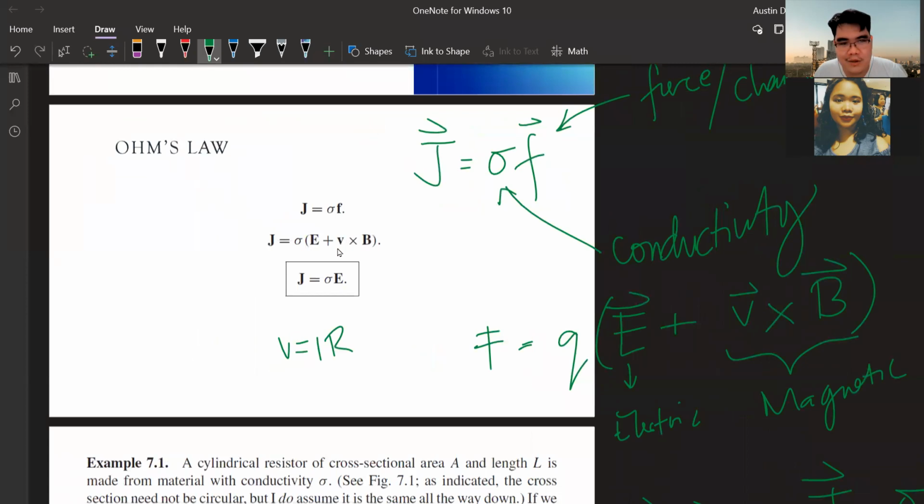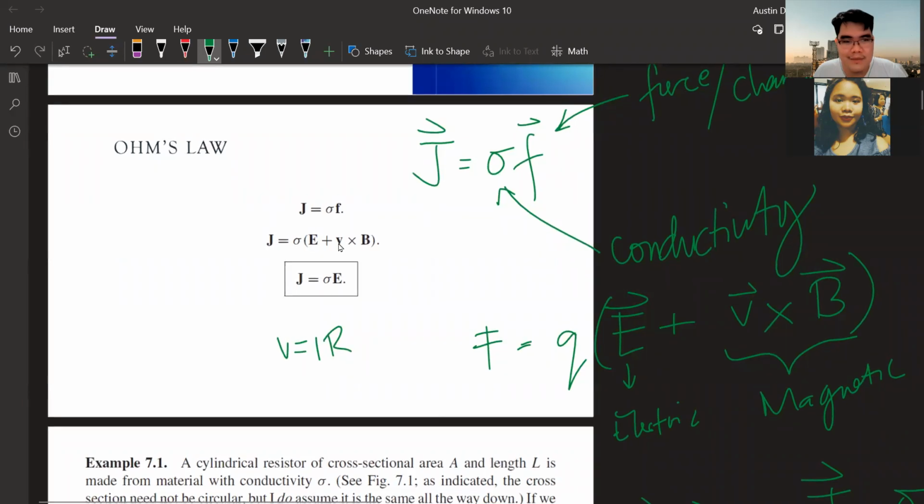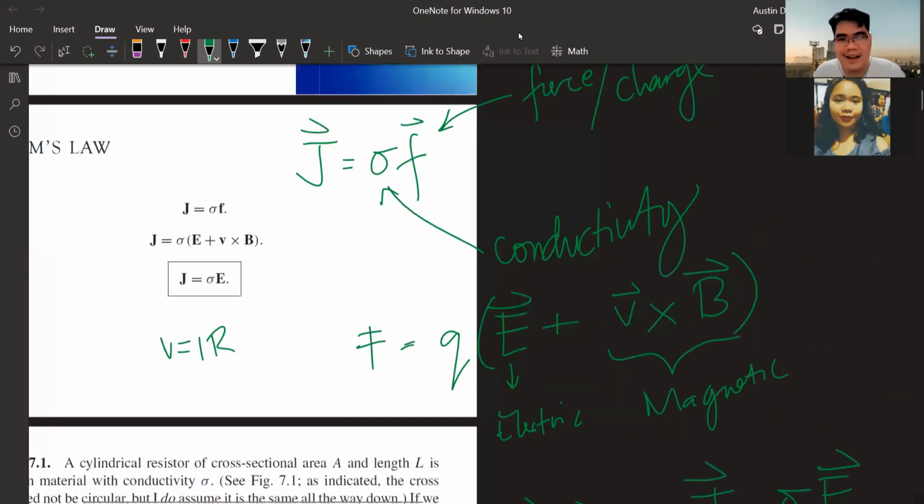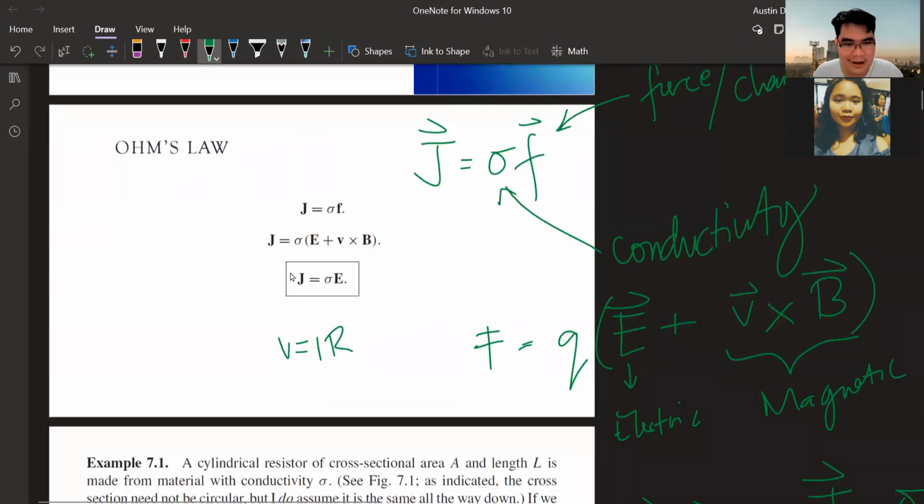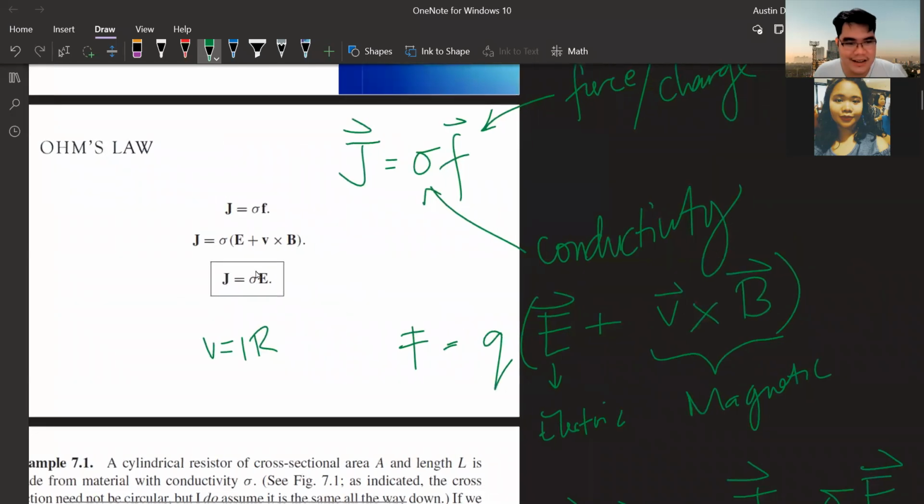Nasabi ko ba kung bakit nawala yung V cross B dito? Hindi kayo nagtatanong. Nasabi ko ba? Oh my God. Am I going too fast? Anyone? Hindi ko pala nasabi. Okay, sorry. Natuwa ako dun sa original J sigma E as the OG Ohm's law.